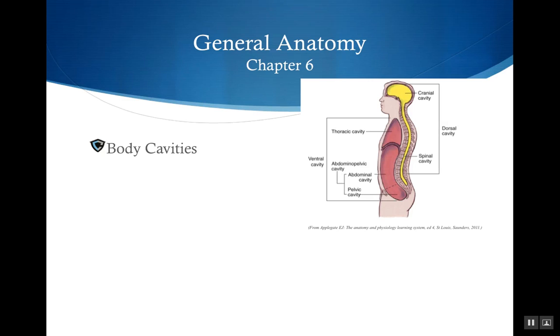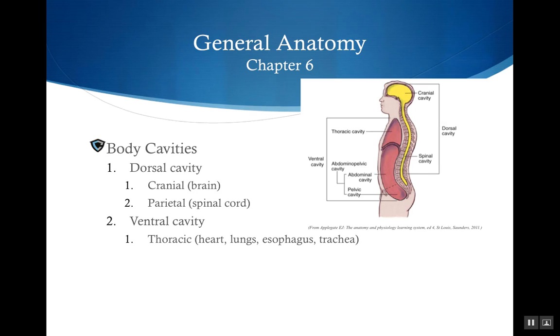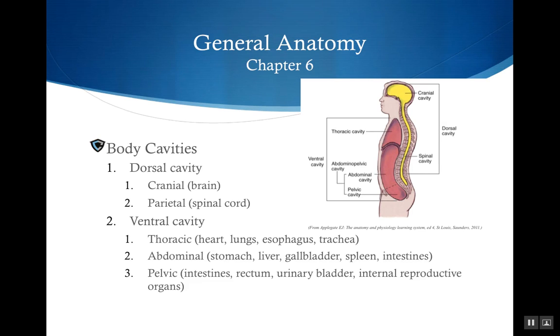Your body is divided into a dorsal cavity and a ventral cavity. Remember, dorsal means back of the body. The dorsal cavity includes the cranial cavity, which has the brain, and the parietal cavity, which has the spinal cord. We're also going to discuss the ventral cavity, which has the thoracic cavity, the abdominal cavity, and the pelvic cavity.